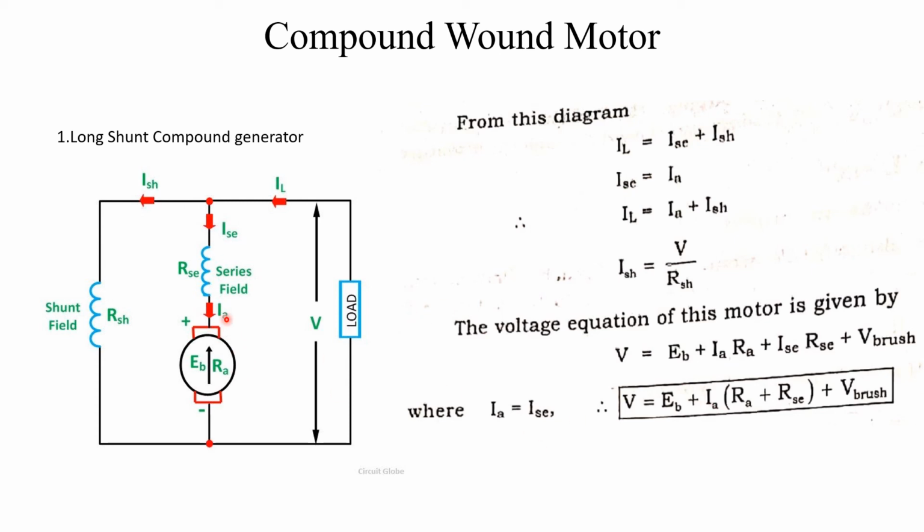Applying KVL to this second loop, as always, V equals EB plus IA RA plus ISC RSC plus V brush. Here ISC and IA are in series with each other, so taking IA common, V equals EB plus IA into (RA plus RSC) plus V brush.